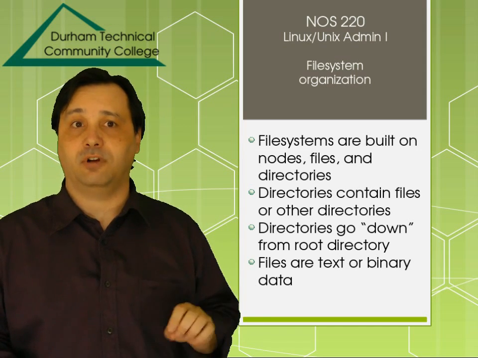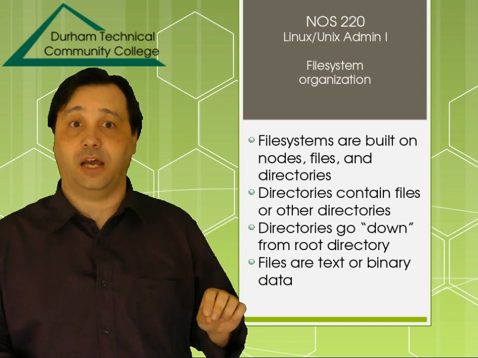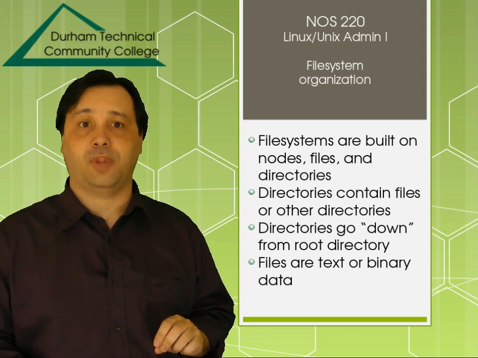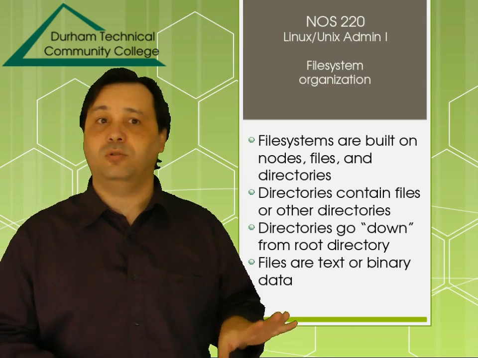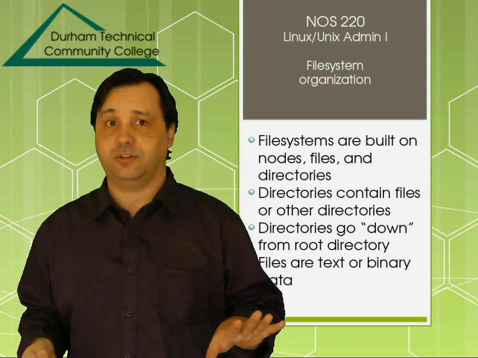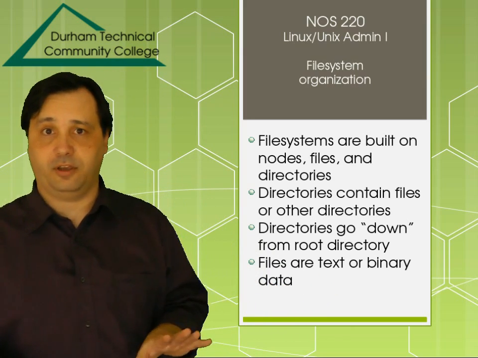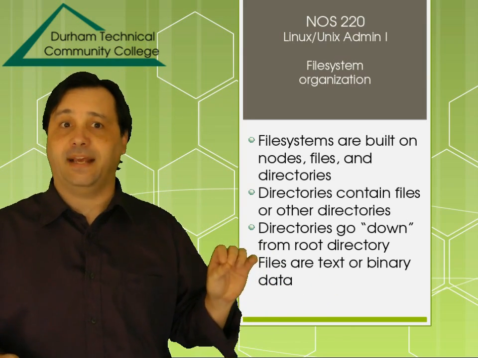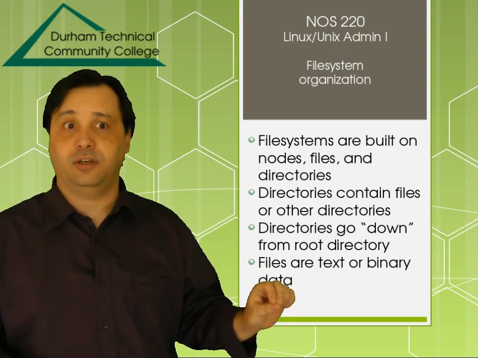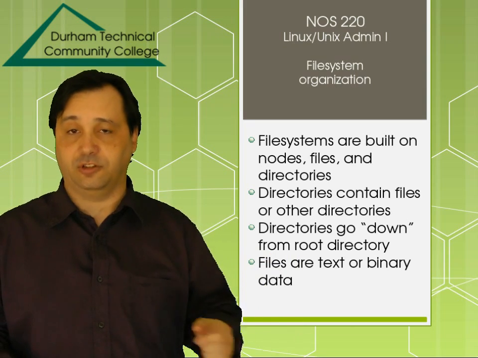Files, on the other hand, represent the actual data, either stored as text or in a binary format. Binary files can usually only be accessed by the program that created them, whereas text files can be read by almost anything. An executable file is a binary file that can spawn a process and make changes to the system.